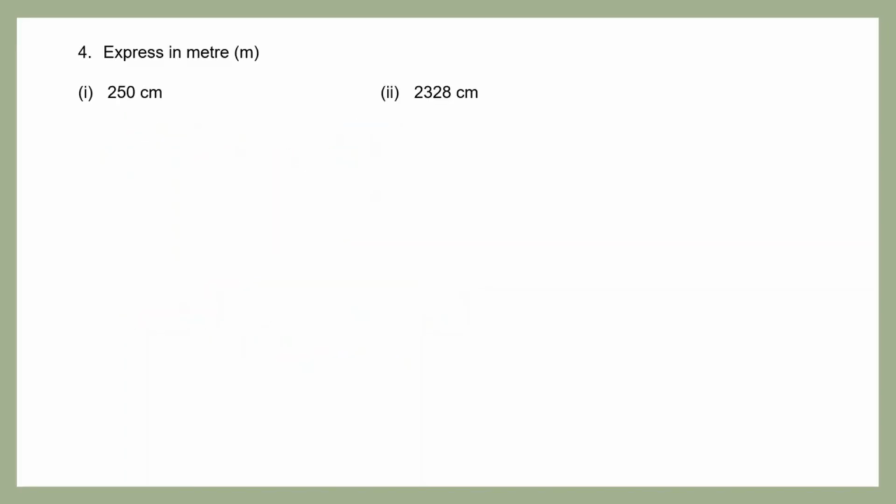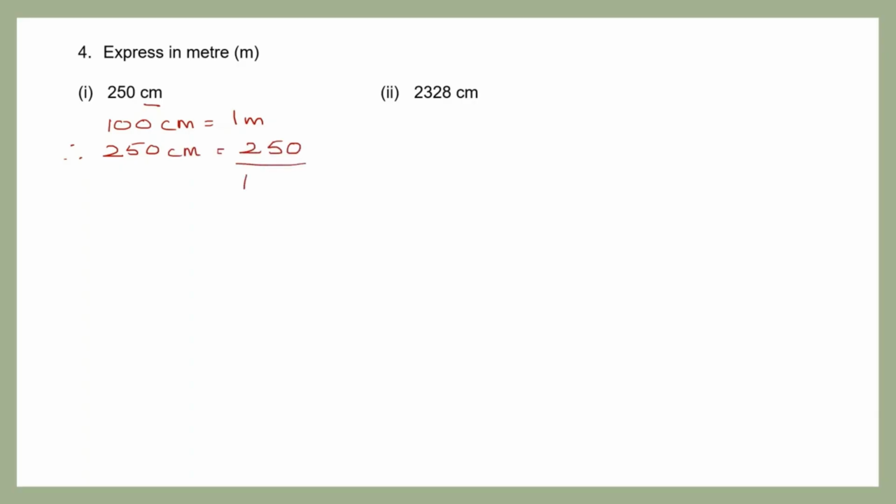This time we have to express in meters. So what is given to us? Centimeters is given to us. Centimeters to meters. Now how many centimeters make a meter? 100, isn't it? 100 centimeters make 1 meter. So therefore, 250 centimeters, how many meters will it make? Let's find out.